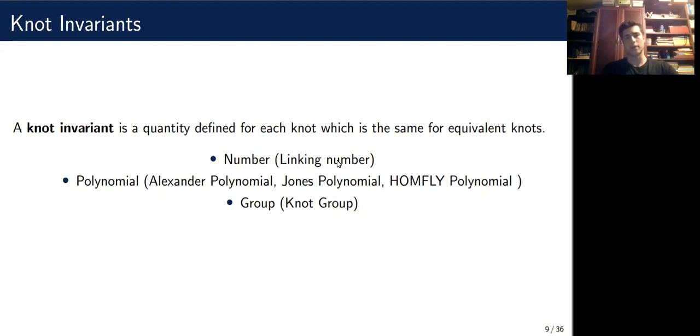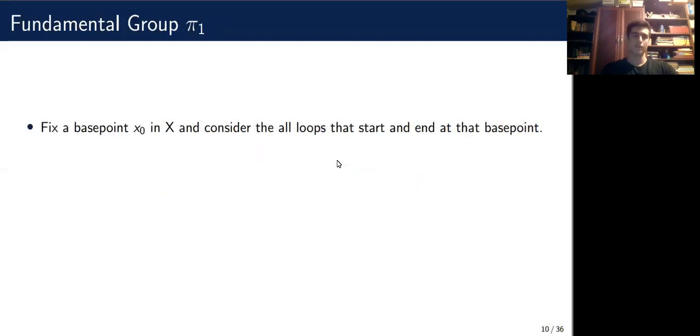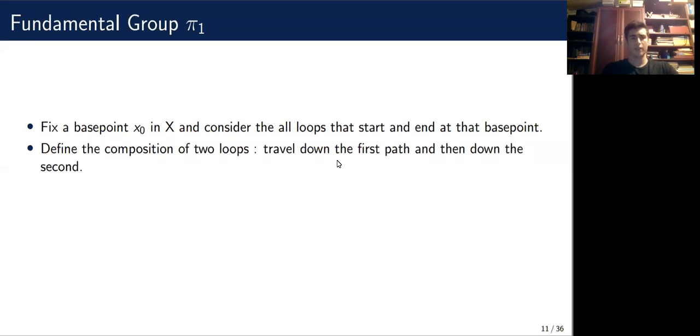But before giving the definition of a knot group, I must briefly describe what the fundamental group of a space is. So suppose we have a topological space X. First, we fix a base point x0 in X and consider all the base loops in X, I mean, all loops that start and end at that base point. Then we define a composition of two loops in a very natural way.